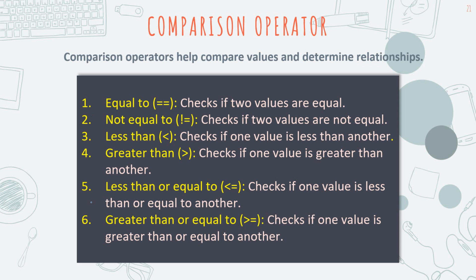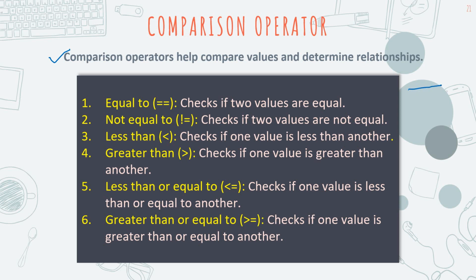So, why are these operators used? Comparison operators help us to compare values and determine relationships. By relationships, we mean whether two values are equal to each other or not, or whether two values are less than, greater than, less than or equal, greater than or equal. If we have to compare variables, we have to use these symbols for that.